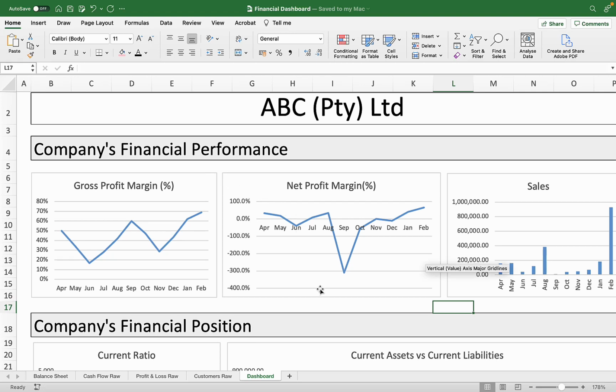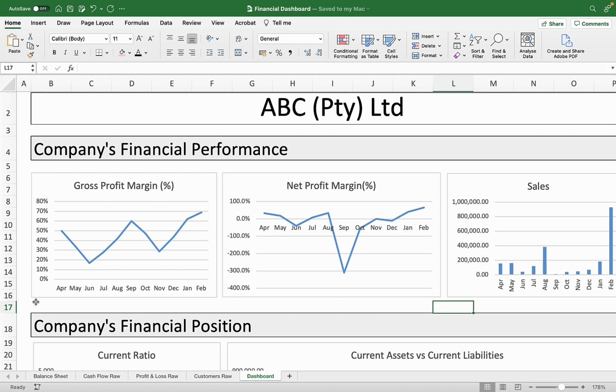If we have a look at this dashboard, what you've got here is some information. For instance, you've got the gross profit margin, so you can see what the gross profit margin of the company is. Then you can see the net profit margin, and then you can see the sales, and it's showing it to you per month. So your gross profit margin, we've got from April through to February, and it's the percentages, and you can see how it fluctuates over that time.